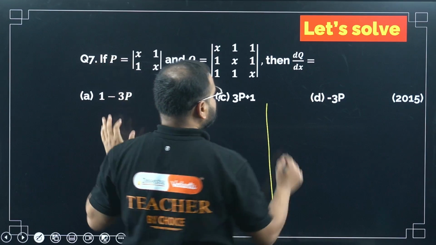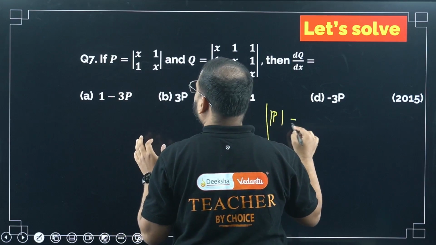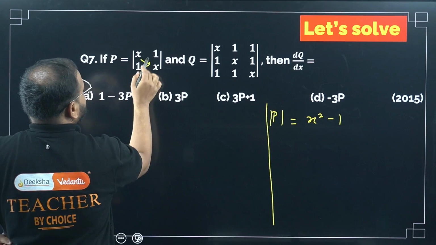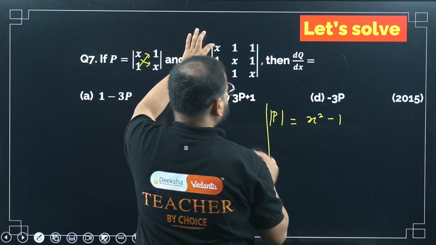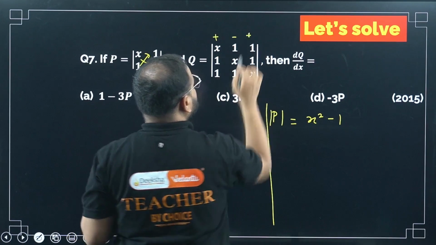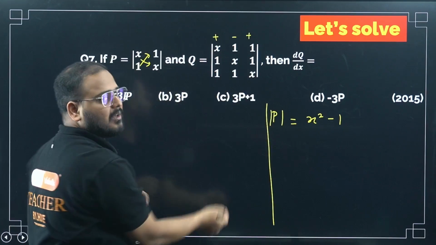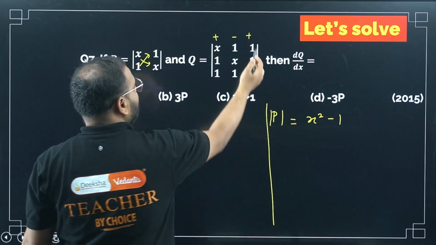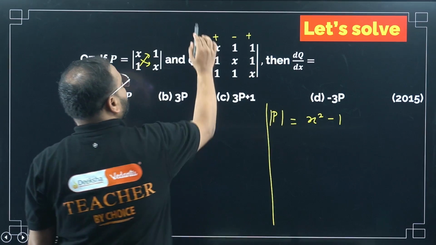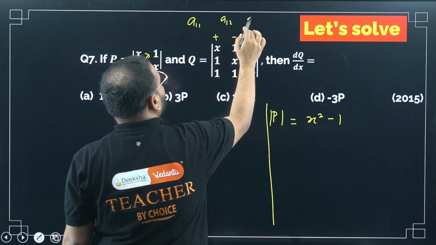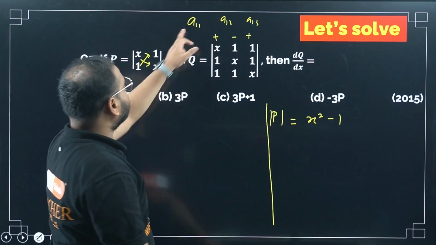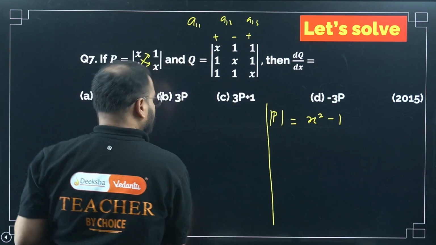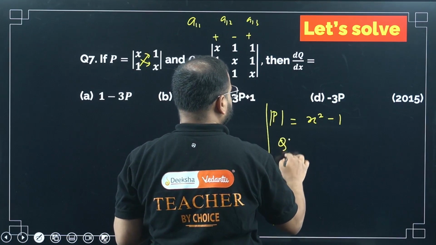So let's find P first. How much is that? X square minus 1. Correct. What about this? I have to use plus, minus, and plus signs. I hope you remember, the first one is positive because of the row and column number. 1 and 1, so even. 1 and 2, so odd, so negative. 1 and 3, so even again, so positive. I'm talking about A11, A12, and A13. I taught this in determinants. Right? Yes. Let's do the determinant of Q again.